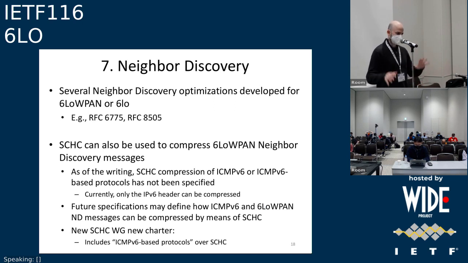So we've also added a short section on neighbor discovery. So not adding new functionality, but rather first explaining that there have been several neighbor discovery optimizations developed for 6LoWPAN or 6LO, such as RFC 6775 or RFC 8505 and a few related ones. So here the point is to explain that SHIC can also be used to compress 6LoWPAN neighbor discovery messages. So as of the writing at the moment, SHIC compression for ICMPv6 or ICMPv6 based protocols has not yet been specified. However, at least the IPv6 header of such packets still could be compressed, but then perhaps future specifications may define how ICMPv6 and 6LoWPAN neighbor discovery messages can be compressed by using SHIC.